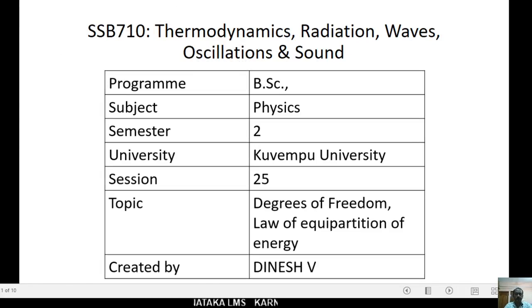Welcome back, students. Dear students, in this session, I would like to share the topic degrees of freedom and also the law of equipartition of energy. Let us see the degrees of freedom.